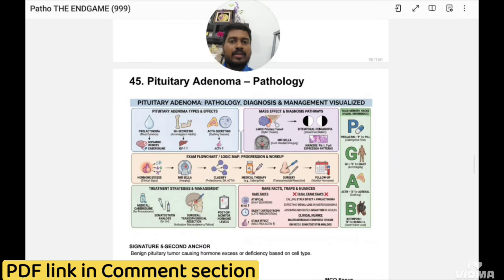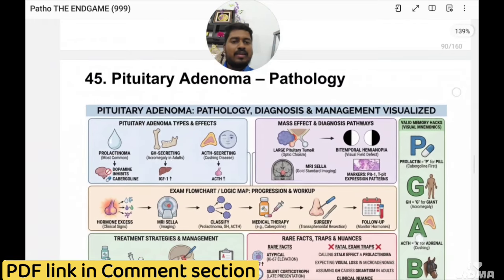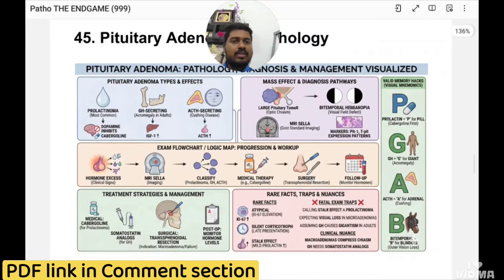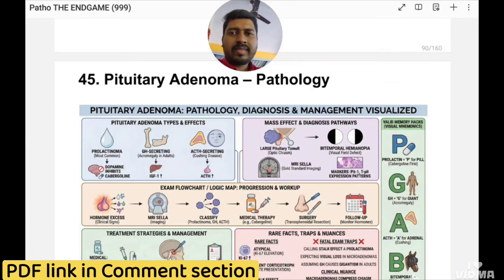So moving on to next topic, that is pituitary adenoma. From medicine also questions can be asked on this. We have a lot to discuss in pituitary adenoma because many questions can be asked from pharmacology, from pediatrics, from medicine, from pathology. Okay, a number of questions can be asked on this topic. So understanding of concept is also very important for pituitary adenoma.